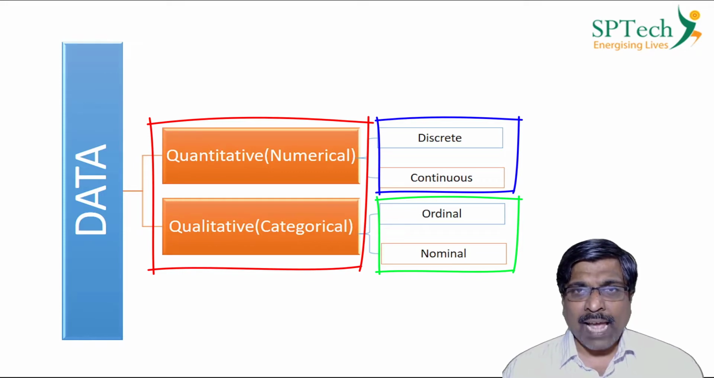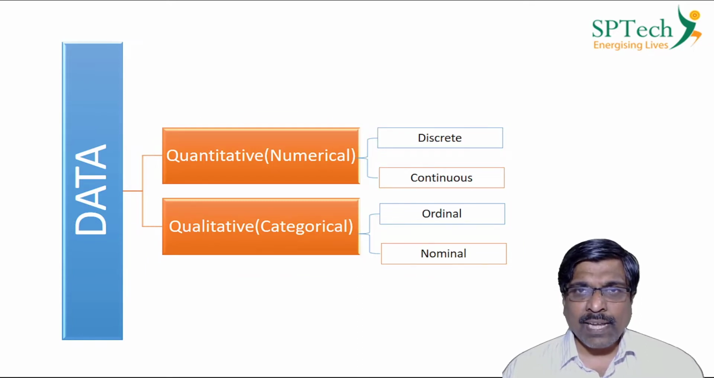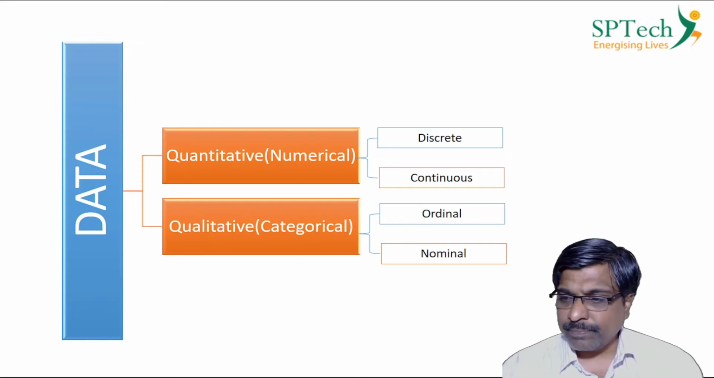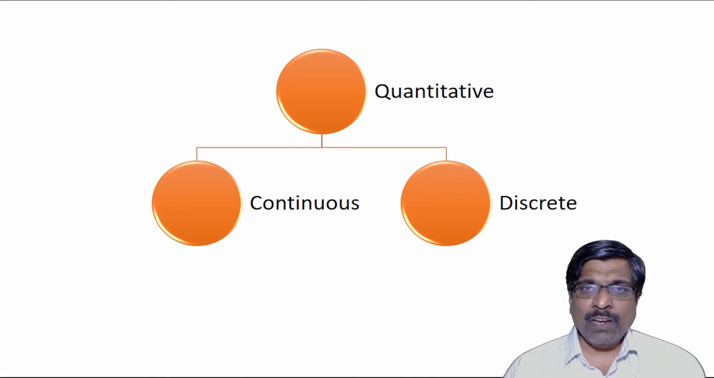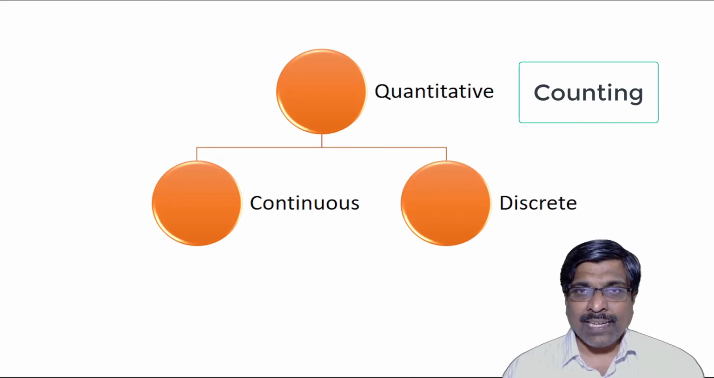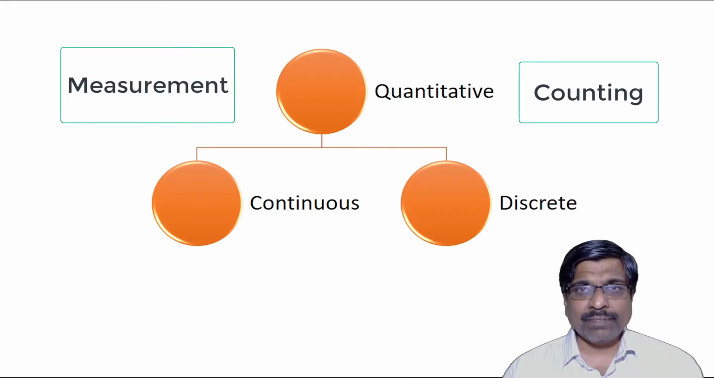Now these types of classification will basically help you to simplify the data in order to get meaningful information from the data. Now let's go and understand what exactly you mean by quantitative data or numerical data. Now what is quantitative data? We all know what is the meaning of quantity. So quantitative means identifying the quantity. Now quantity can be got either using a counting technique or using a measurement technique.